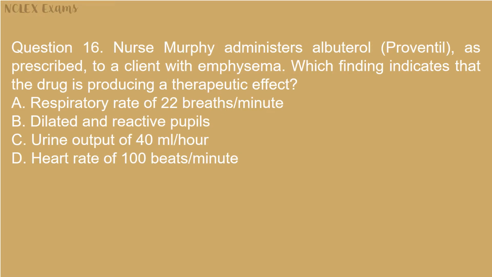Question 16. Nurse Murphy administers albuterol as prescribed to a client with emphysema. Which finding indicates that the drug is producing a therapeutic effect? A. Respiratory rate of 22 breaths/minute. B. Dilated and reactive pupils. C. Urine output of 40 milliliters/hour. D. Heart rate of 100 beats/minute.